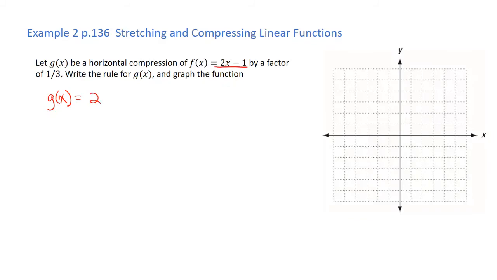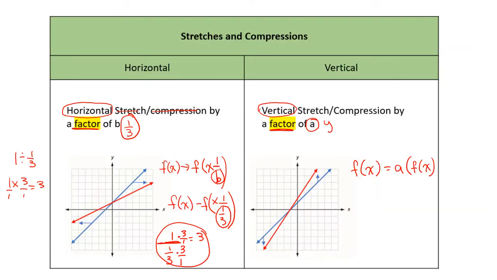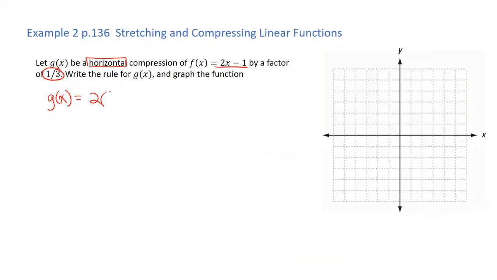Now we have to decide, is this in the y or the x that we're dealing with? And it says it's horizontal, so that means we're going to deal with the x. So when we deal with the x, remember it says by a factor of 1/3. Oh, there it is again. So just like before, it's going to be x times 1 over b, and b is 1/3 today. So times 1 over 1/3. We have to keep that with our x.